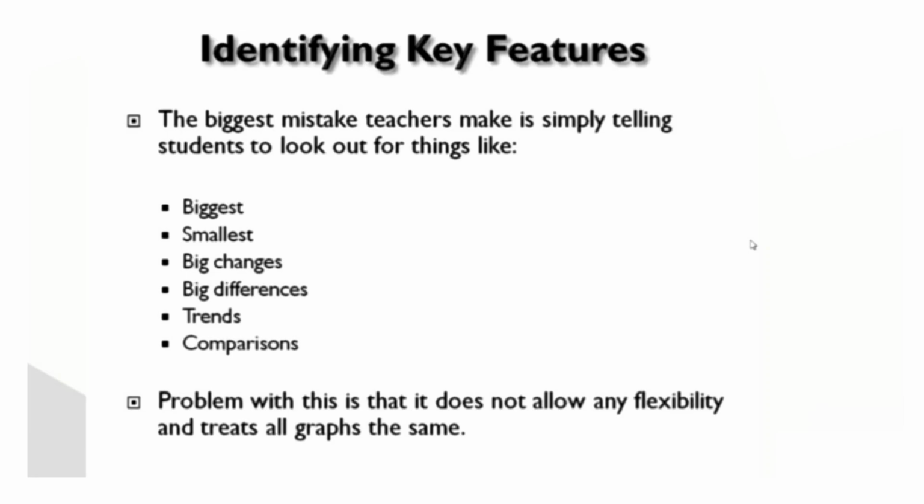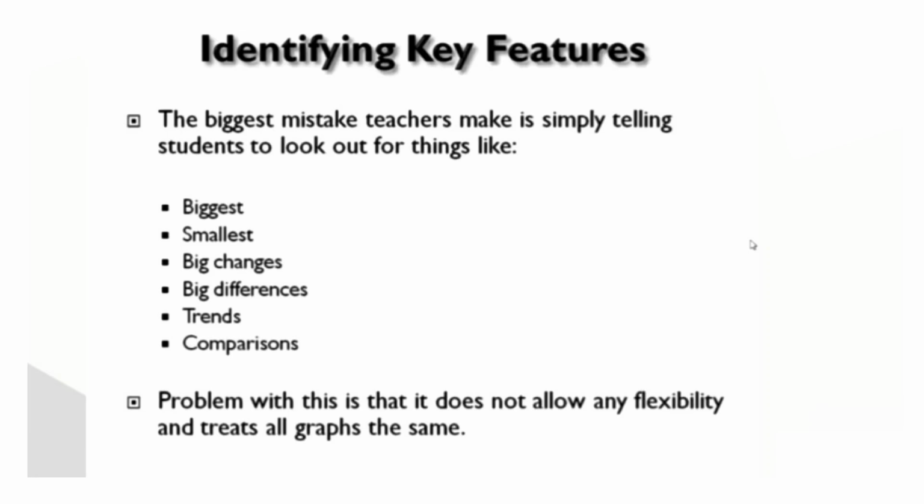In some graphs, the key feature will be a trend, while in some others, it will be comparisons, biggest and smallest. Also, some graphs won't have any comparisons and some others won't have any trends. So it is necessary that you treat every graph differently and not just search for these things in all graphs.